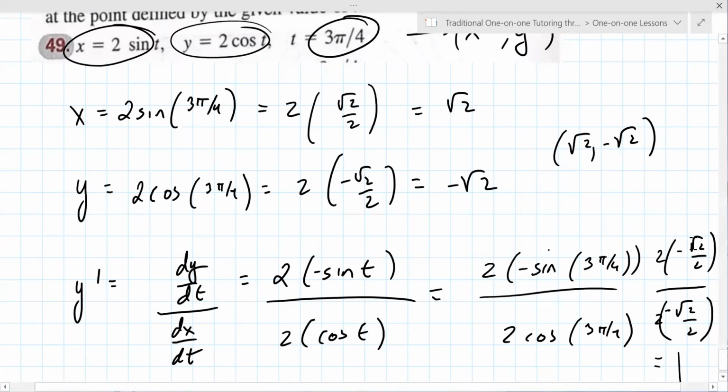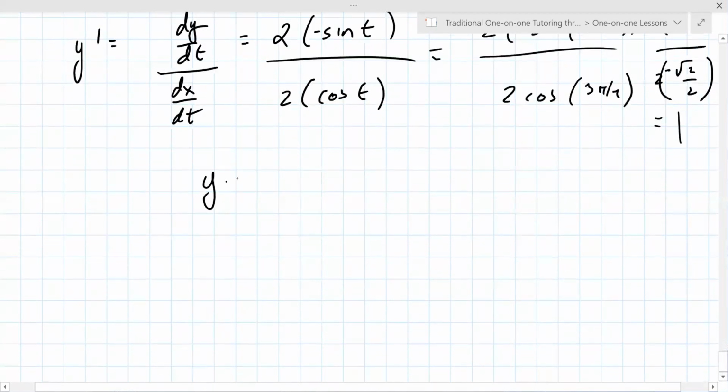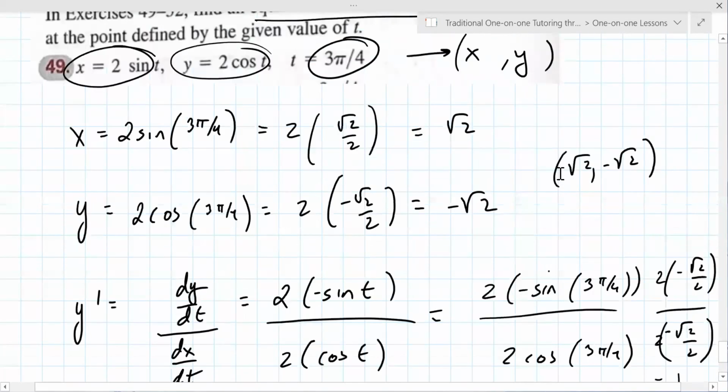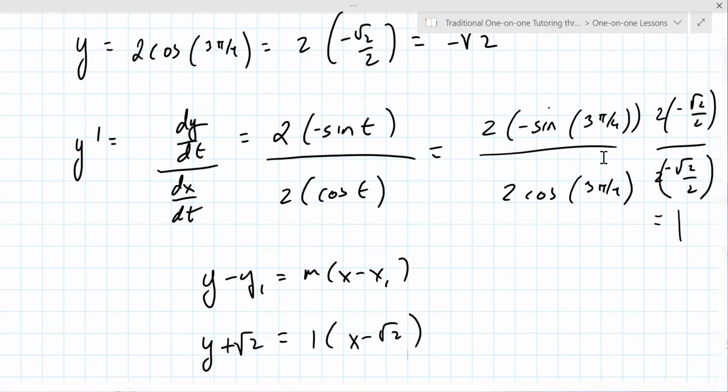And then you use your point, root 2 and negative root 2: y minus y1 equals slope times x minus x1. Wait, does it want the normal? I think it just wants the tangent line. Okay. So this one you just need to know your unit circle.